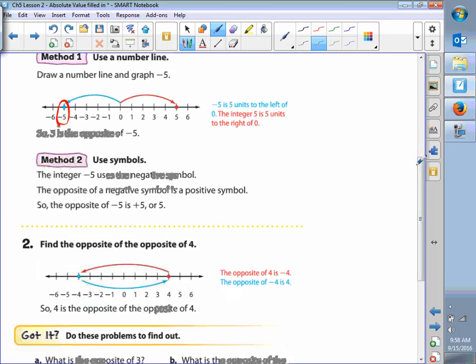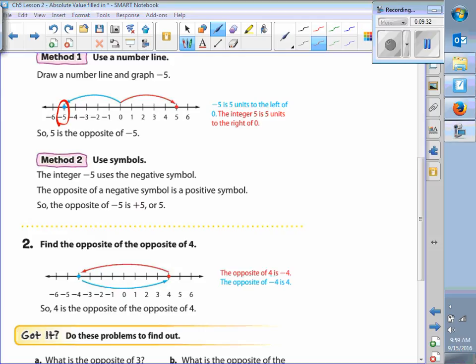So, if we want to use symbols, it says here, the integer negative 5 uses a negative symbol. Of course, the negative symbol looks like a minus, right? We don't say minus, we say negative. Okay? So you writing that down? The opposite of the negative symbol is a positive symbol.